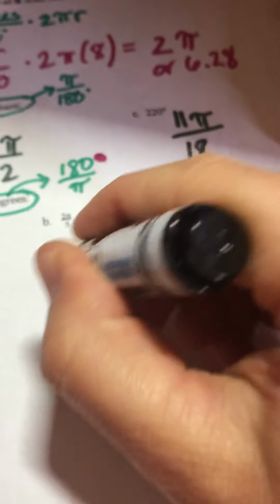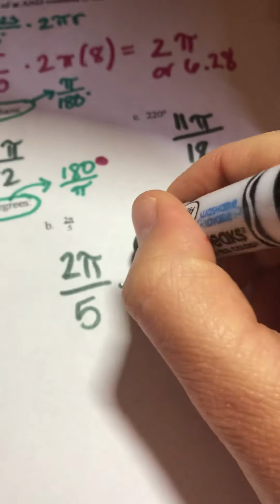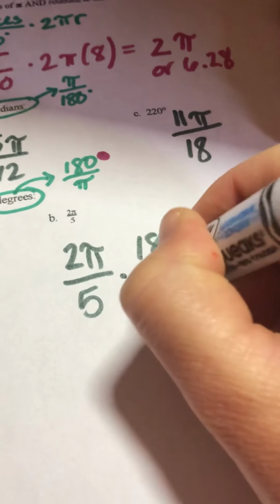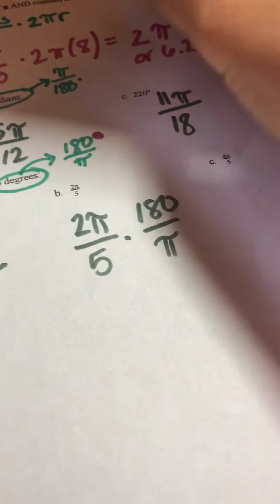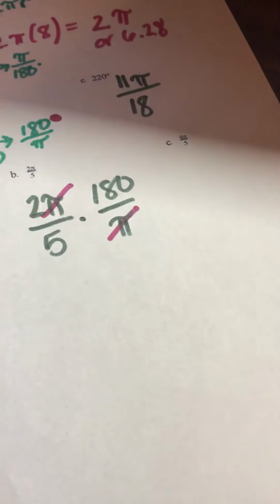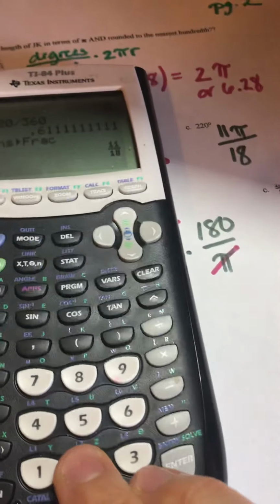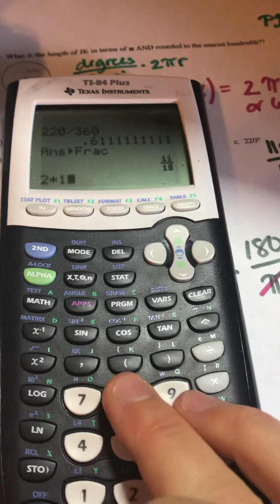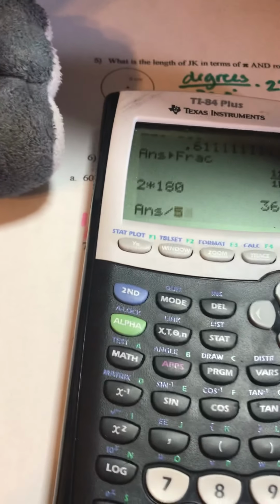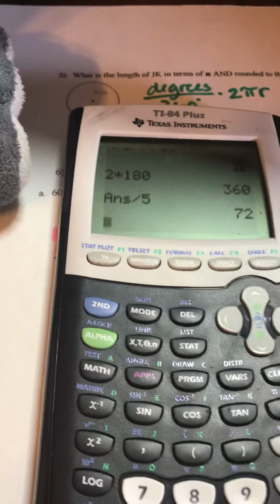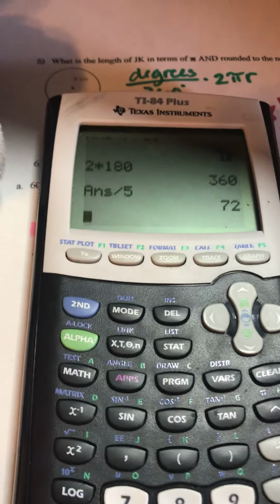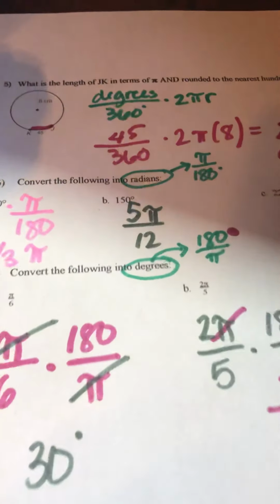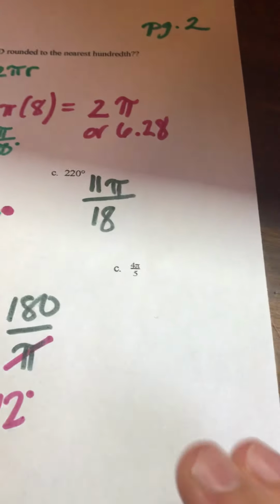Okay, so same thing with this. 2 pi over 5 times 180 over pi. So first we're going to cancel out our radian signs, and then I'm just going to multiply 2 times 180. When we multiply fractions, we multiply across. 2 times 180 divided by 5 is 72 degrees.